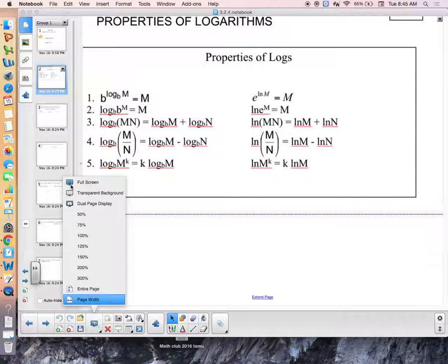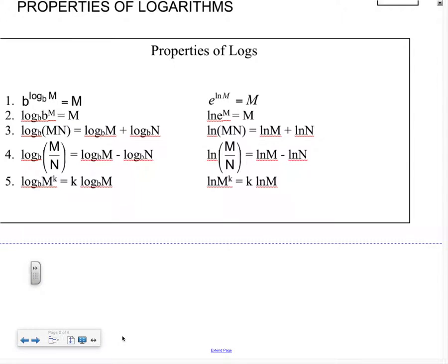All right, so we are now recording. We're on lesson 4, properties of logarithms.